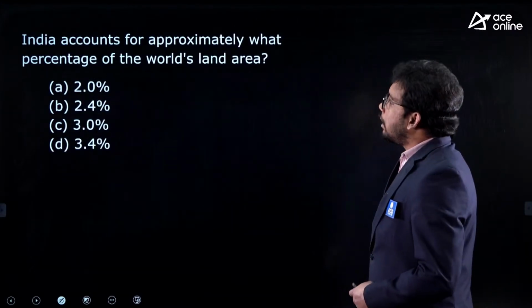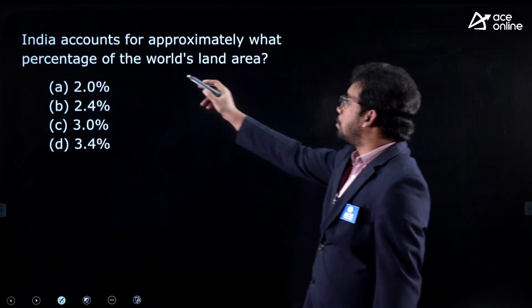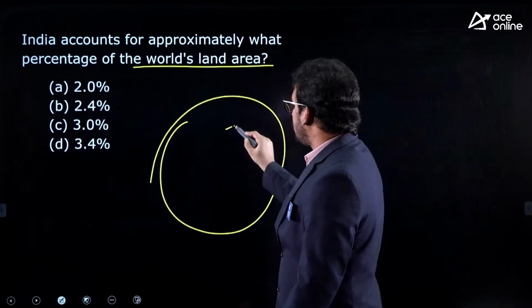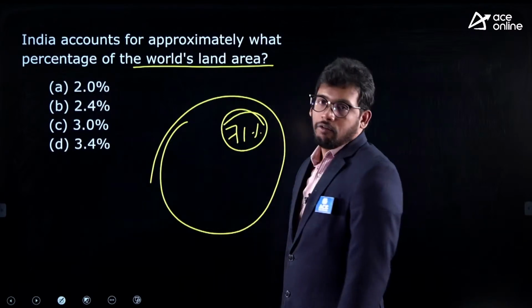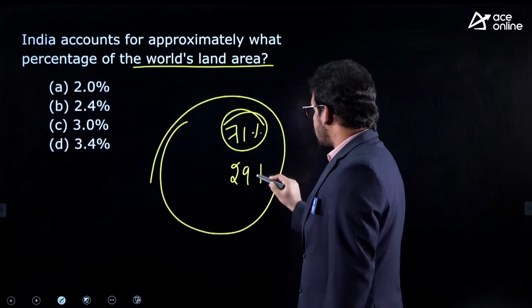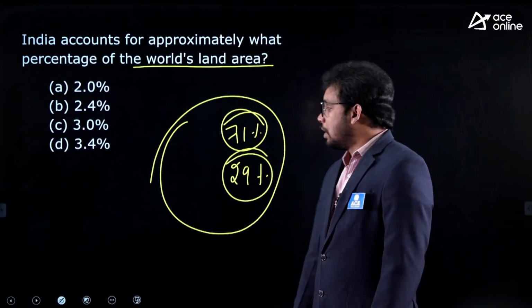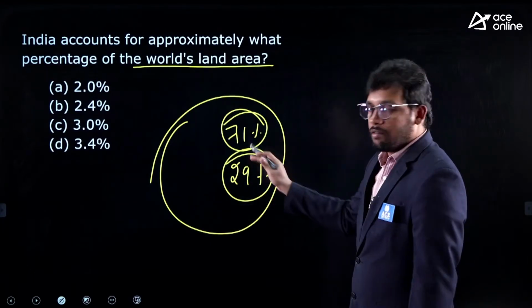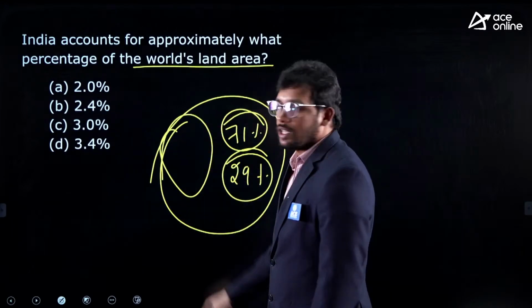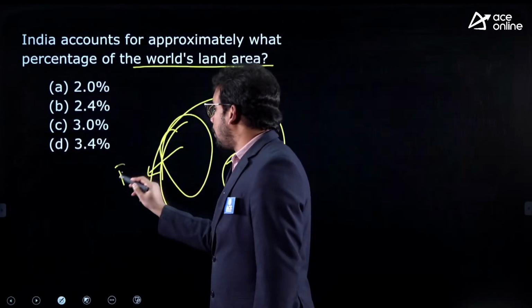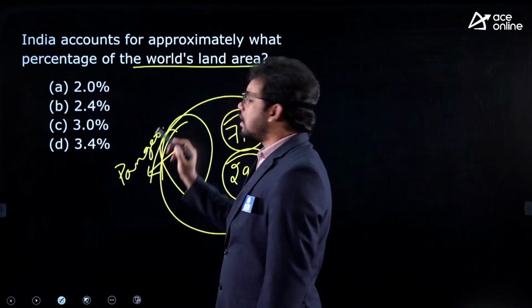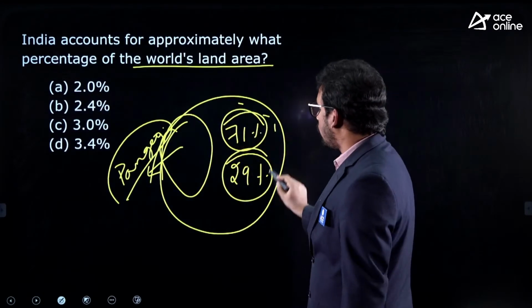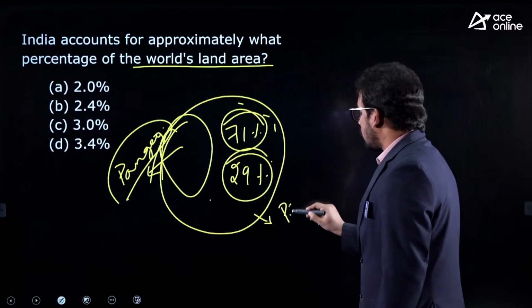Next one: India accounts for approximately what percentage of world land area? If you take earth as a whole, 71% is water, and the remaining 29% is land. This land evolved way back. When the earth was formed, all the land was together, which was called Pangea. In NCERT itself we have covered this. The whole landmass is called Pangea, and the whole water body is called Panthalassa.